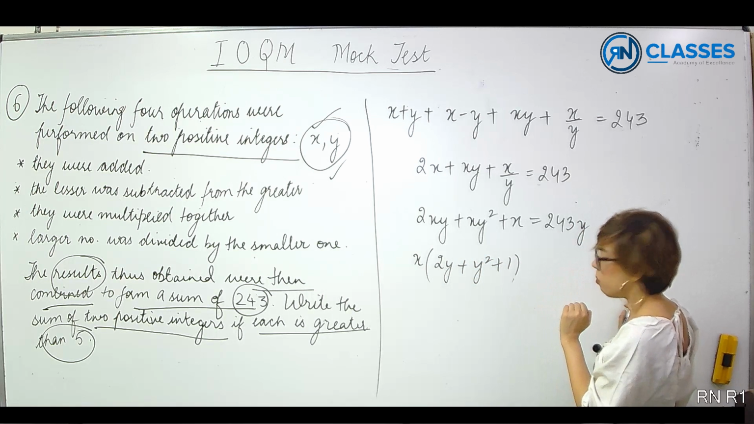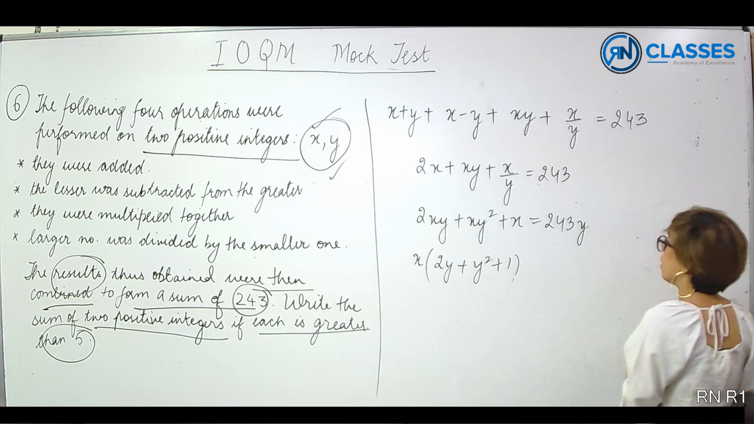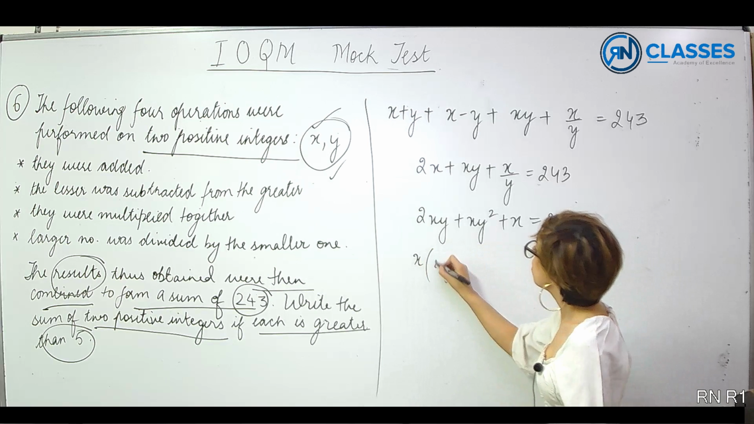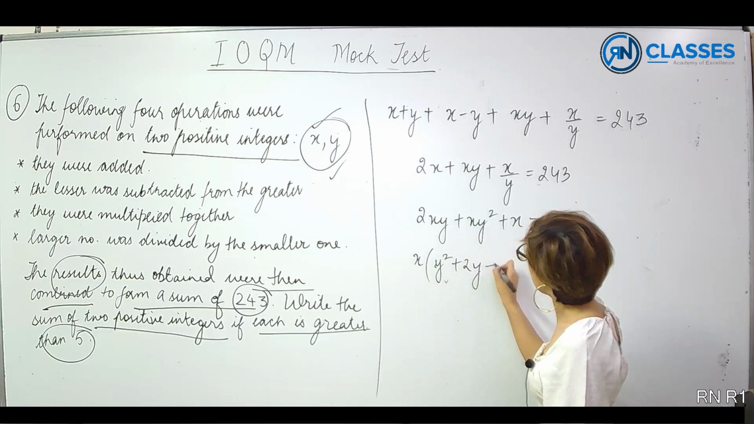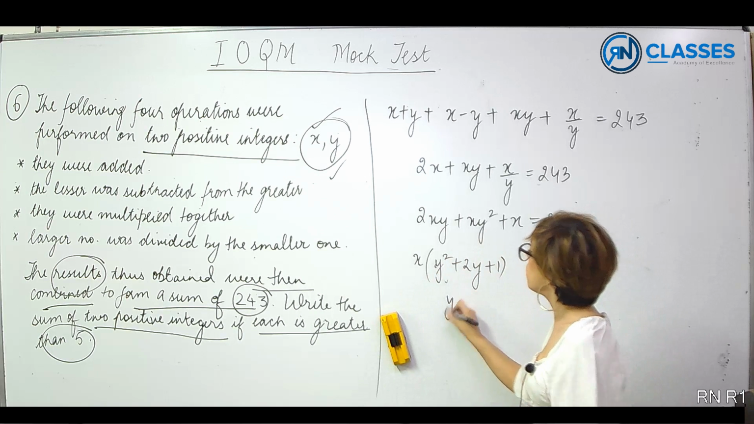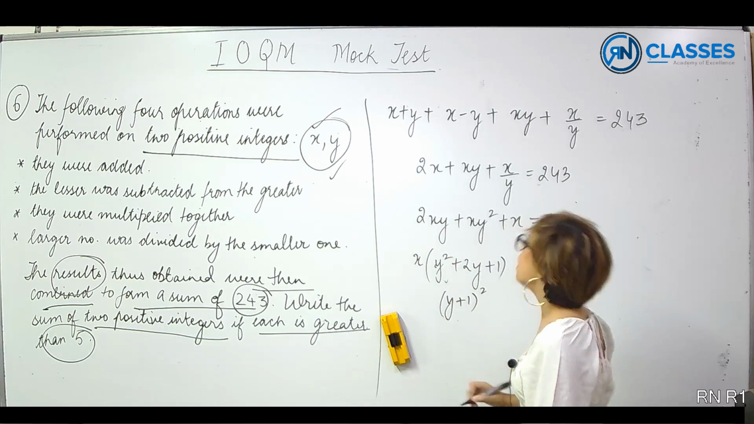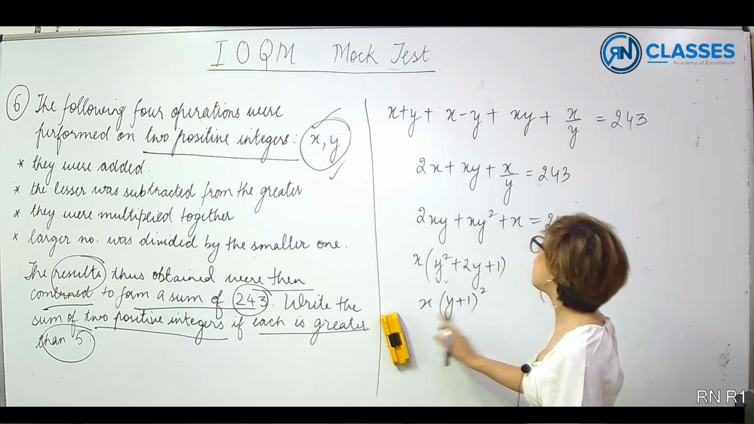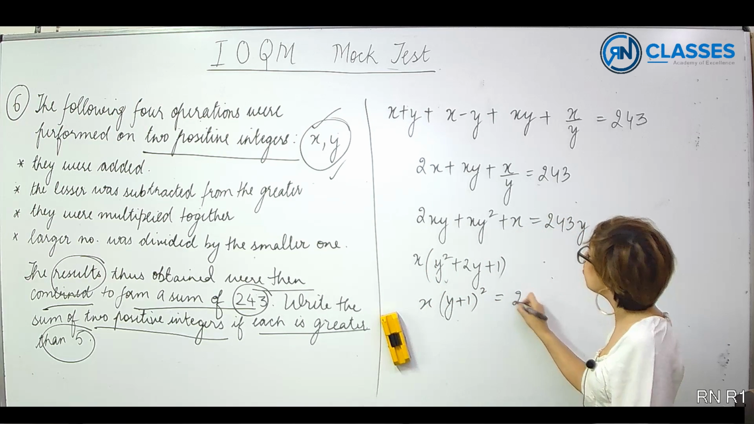This is a very nice term. Okay, let me rearrange it. Let me write y square plus 2y plus 1. A very nice sum. This is nothing but y plus 1 whole square. Right? So left hand side is nothing but x into y plus 1 whole square is equal to 243y.